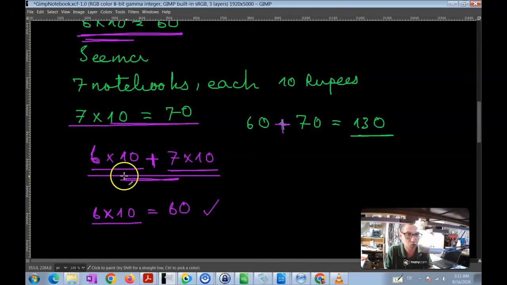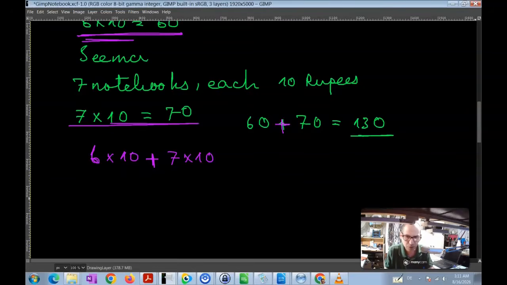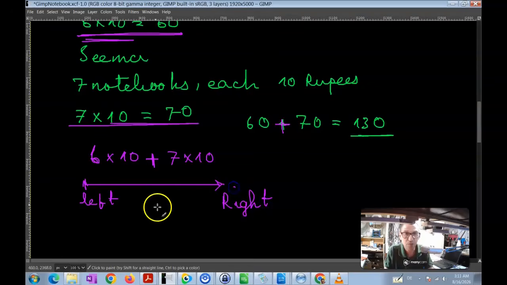Which one should you do first, or essentially in what order? So the order that you keep in mathematics is that first of all, you will have to start from left to right. In mathematics, you will always start from left to right. That's rule number one.